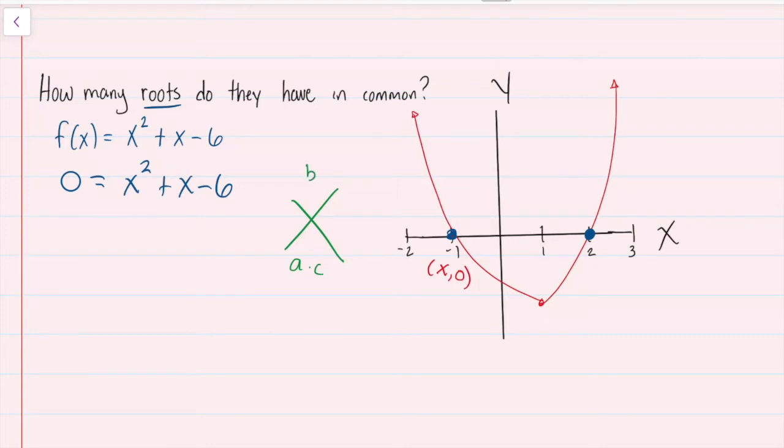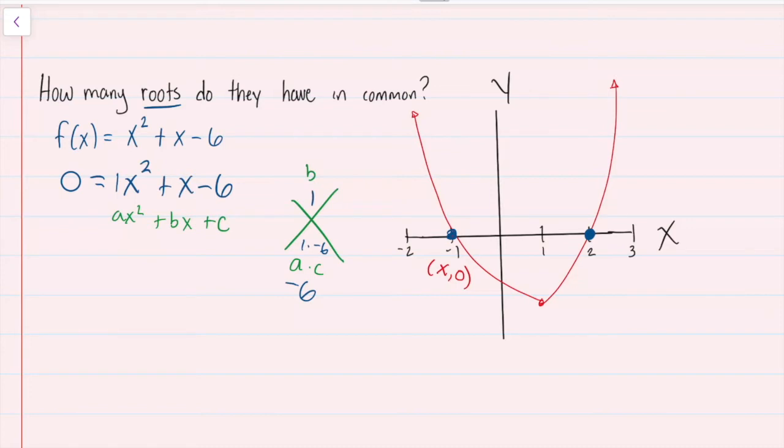A times c, remember, it's ax squared plus bx plus c. So in this case, our a will be just a 1 multiplied by c, -6. That gives us -6 at the bottom. So all of that could just say -6. What is our b? Our b is +1.